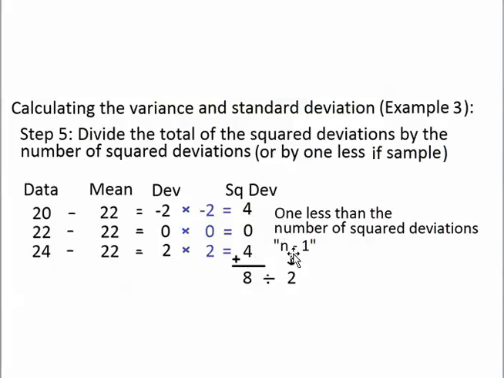So this is actually called n minus 1. And if we had 5 numbers in this column, we would divide by 4. And if there were 10 numbers in the column, we would divide by 9. We just have to divide by 1 less than the number of squared deviations.